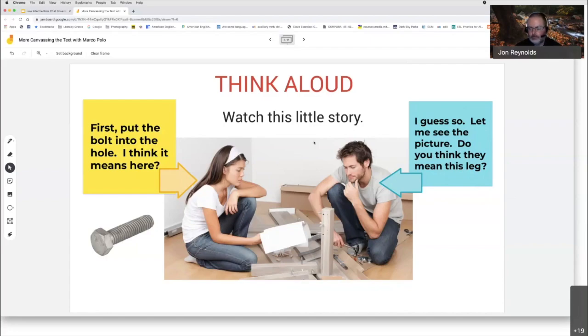First, put the bolt into the hole. I think it means here. I guess so. Let me see the picture. Do you think they mean this leg?